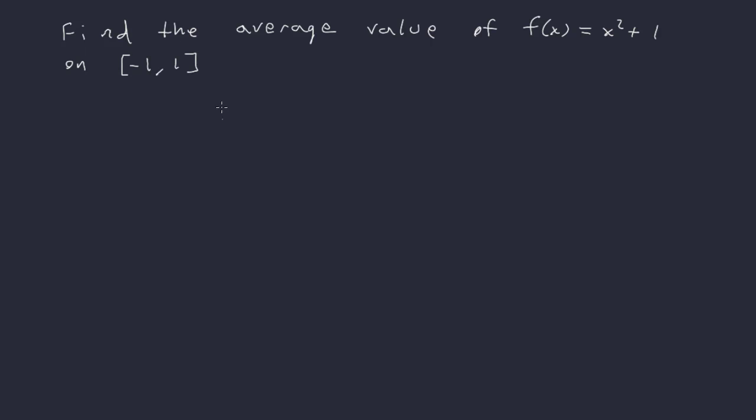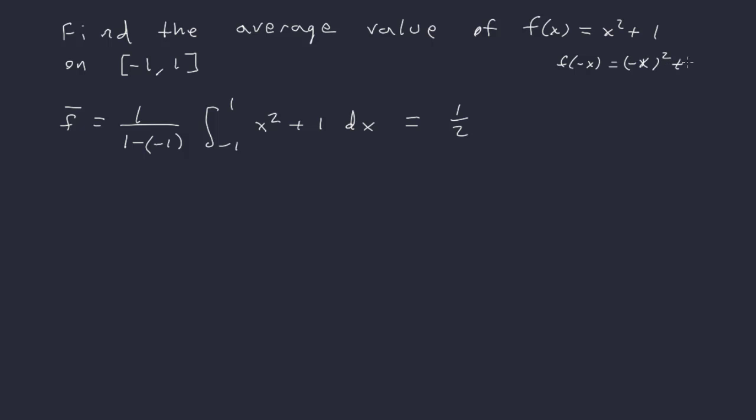Let's look at a quick example. Let's find the average value of f of x equals x squared plus 1 on the interval from -1 to 1. Based on the formula, f bar will be 1 over (b minus a), so that will be 1 over (1 minus -1), times the definite integral from -1 to 1 of x squared plus 1 dx. So this is going to be 1/2. However, this is an even function, since f of negative x is (negative x) squared plus 1, which is x squared plus 1. So this will be 1/2 times the definite integral from -1 to 1 of x squared plus 1 dx.